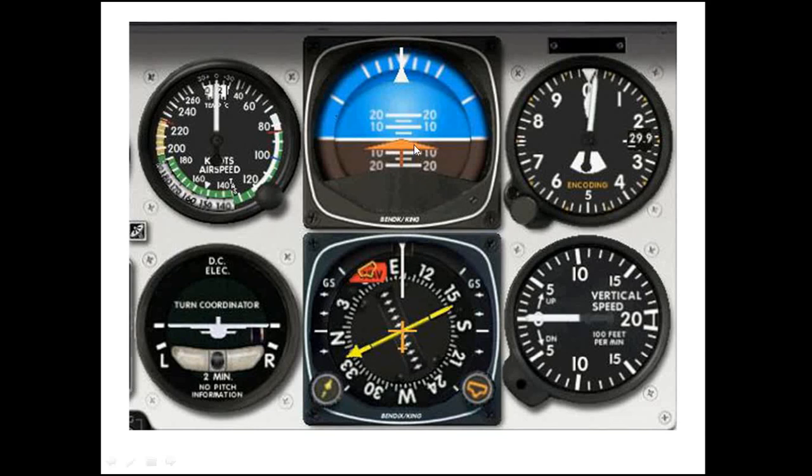So, from left to right: first one is the airspeed indicator. Second one is this one, the artificial horizon. Third one, this is the altimeter. Fourth, this is the turn coordinator. Fifth, magnetic compass. Sixth one is the vertical speed indicator, VSI.